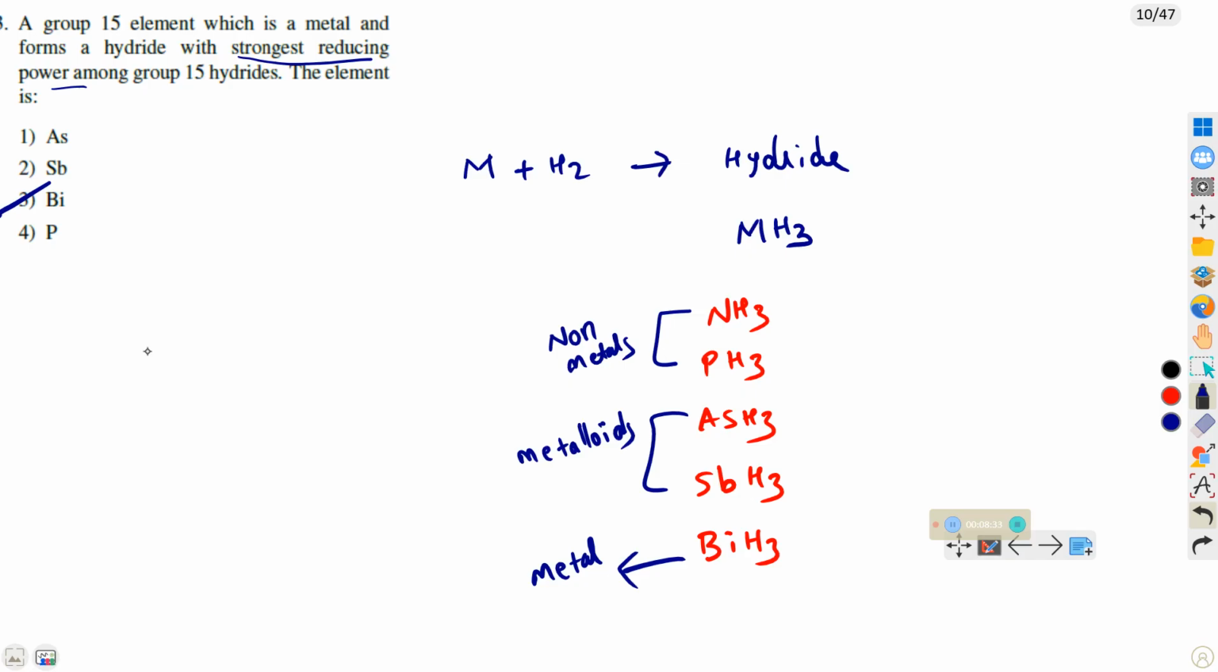We know that BiH3 acts as a strong reducing agent.